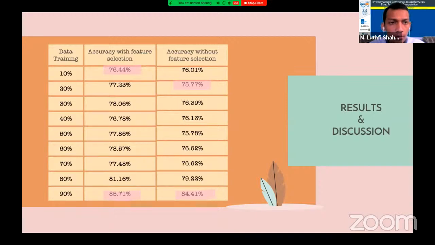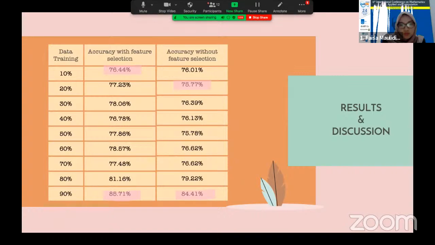Meanwhile, for SVM without using feature selection, the highest accuracy obtained was when using 90% of the data training, which is 84.41%, while the lowest accuracy obtained was when using 20% of the data training, which is 75.77%. Comparisons were made to discover the better method between SVM with and without the backward elimination feature selection.